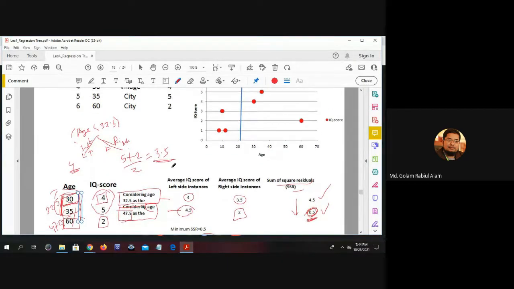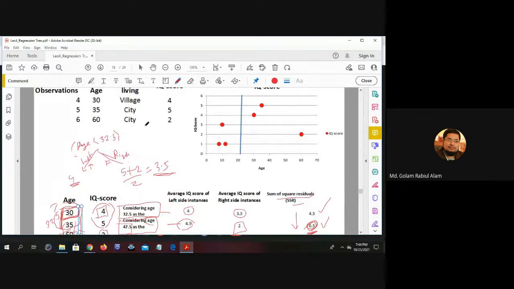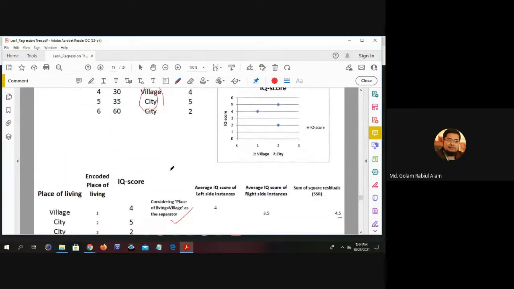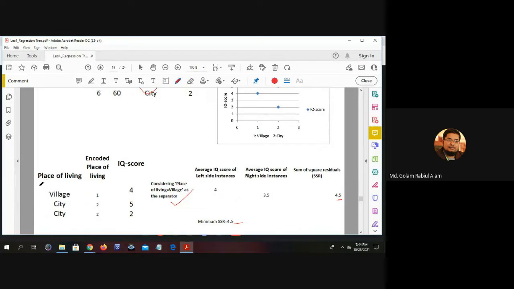Okay. Next, what do we have to consider? We have to consider the place of living again. The place of living is city and village. That means just one separator will be enough. Place of living is village as the separator. The village has just one person, and city has two people. So city two people and village one person.